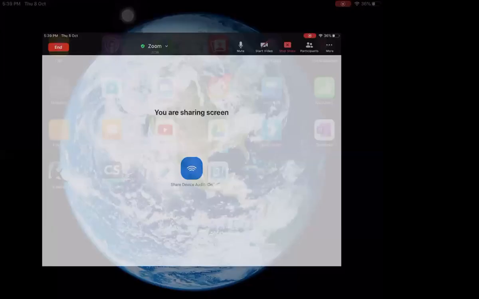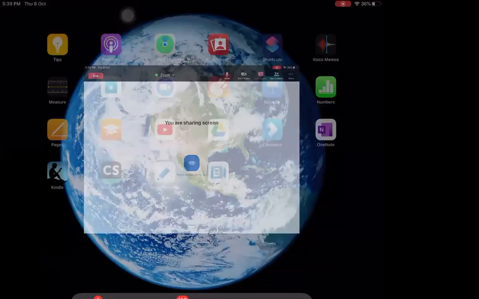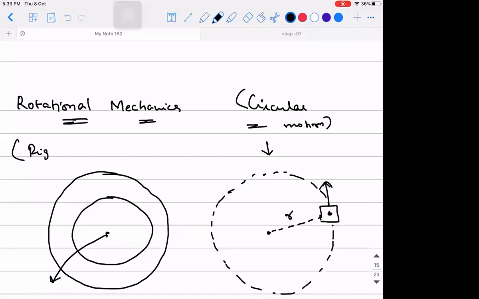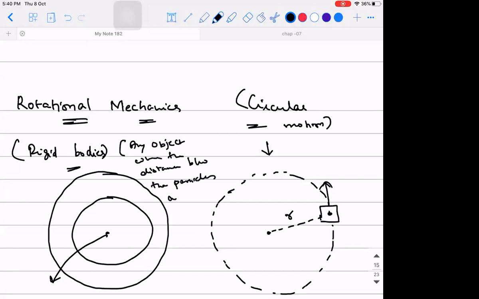Yes, sir. Okay. So when you talk about rotational motion, you speak for rigid bodies. It need not be rigid bodies; it can be extended objects also. In this chapter, we'll be considering the rigid body. So what do you mean by rigid body? Any object where the distance between the particles is always fixed is what we call a rigid body.